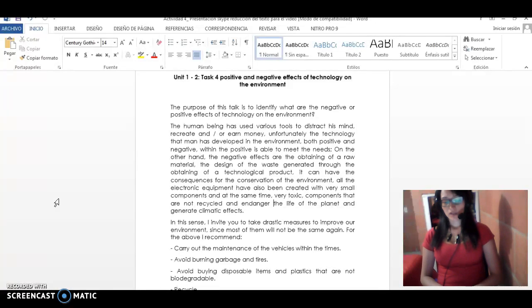Unit 1 to task 4: positive and negative effects of technology on the environment. The purpose of this task is to identify what are the negative or positive effects of technology on the environment.